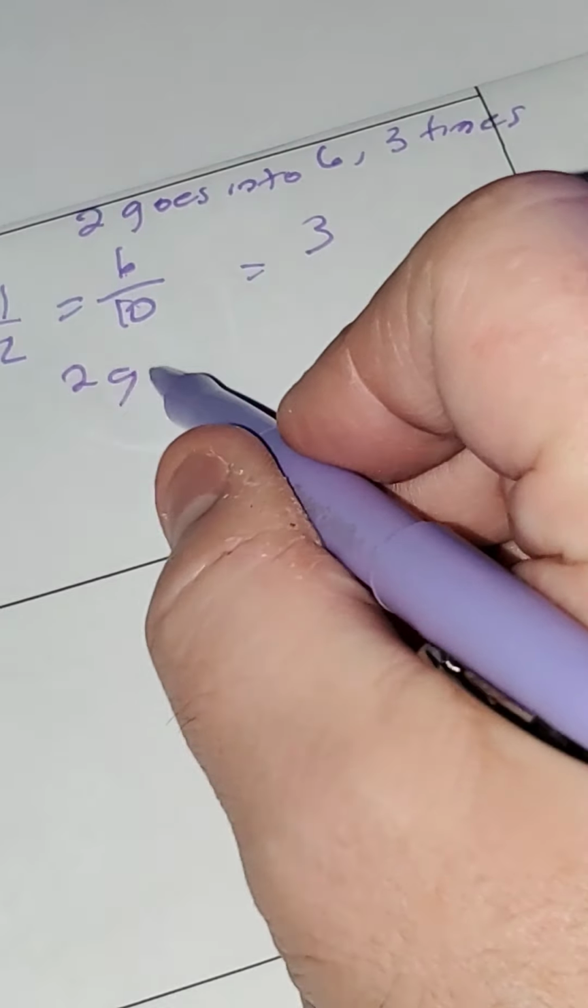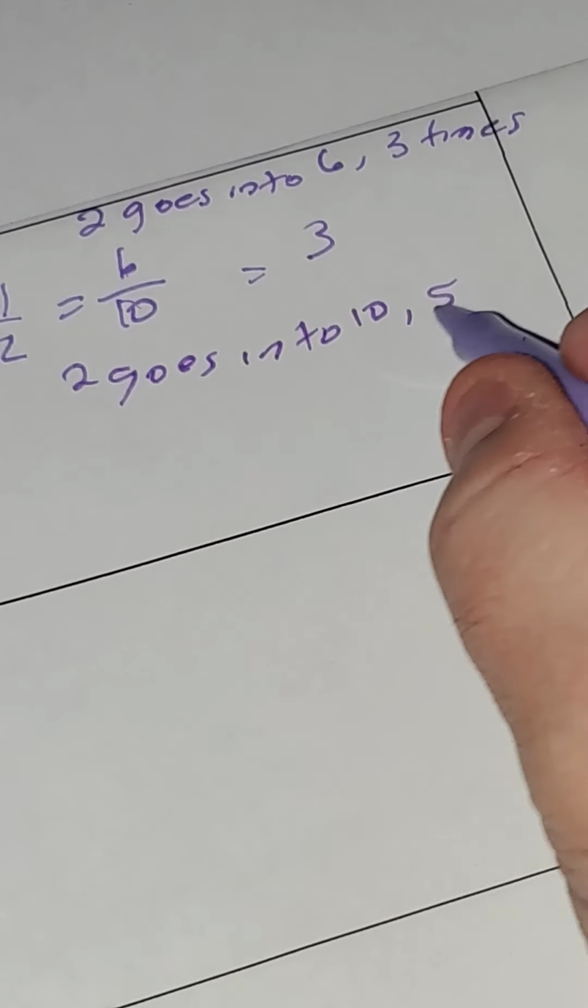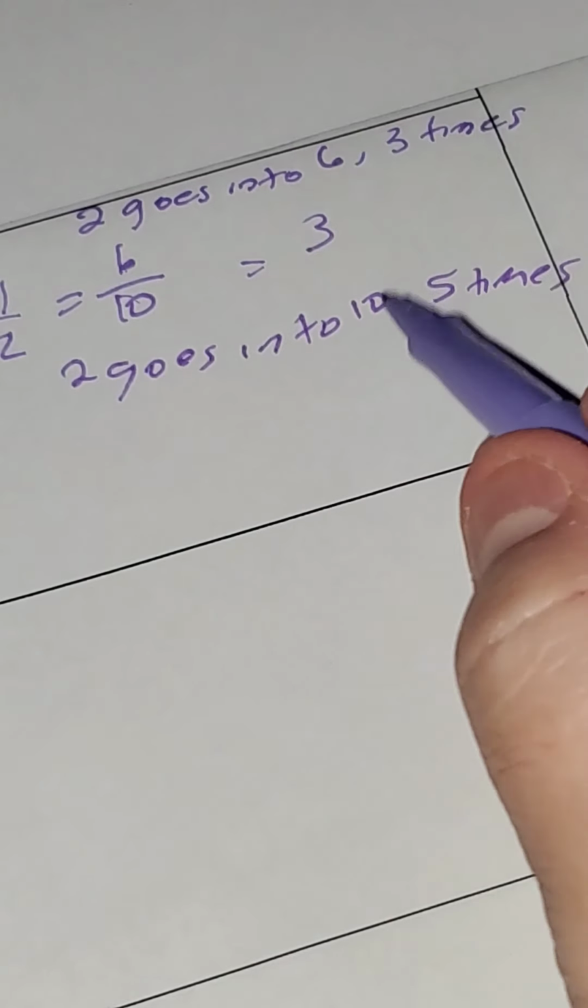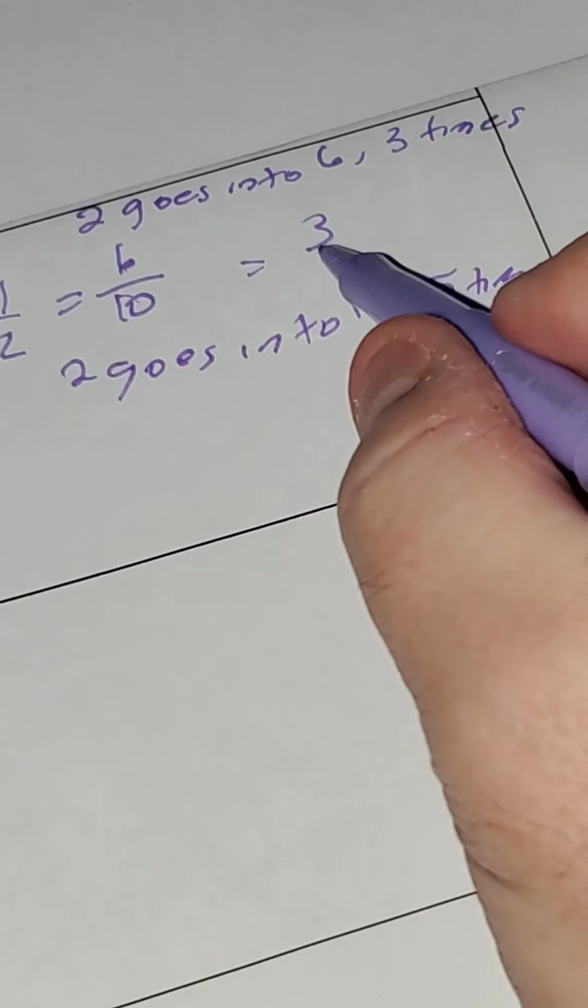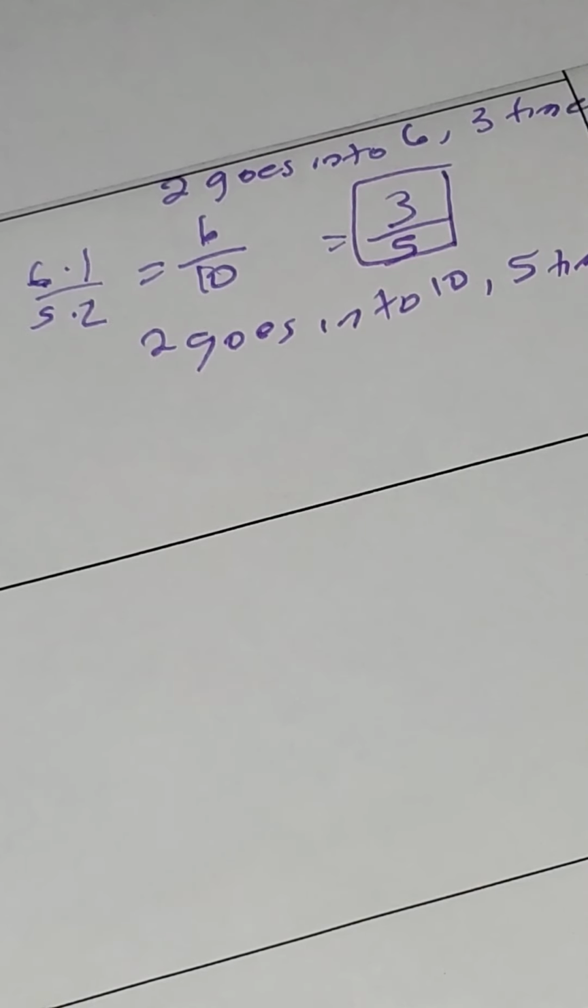And 2 goes into 10 5 times. Or 10 divided by 2 is 5. Now, 6/10 and 3/5 are the exact same number.